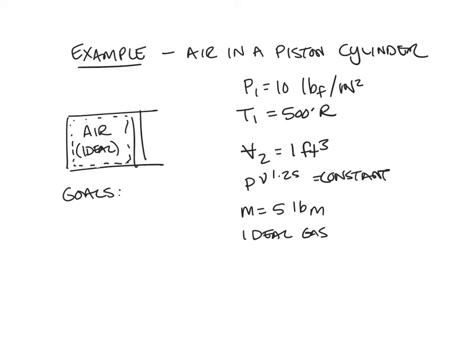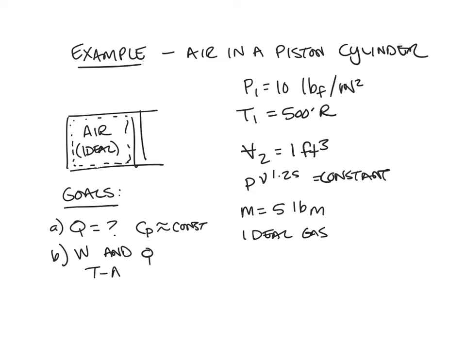We have a couple goals. We're asked to determine the heat transfer, assuming C sub P is constant. So this is part A. And then for part B, we're asked to determine the work and heat transfer, assuming data from table A22E. And then we're supposed to compare the two methods. So we'll walk through this process twice with different property lookups.